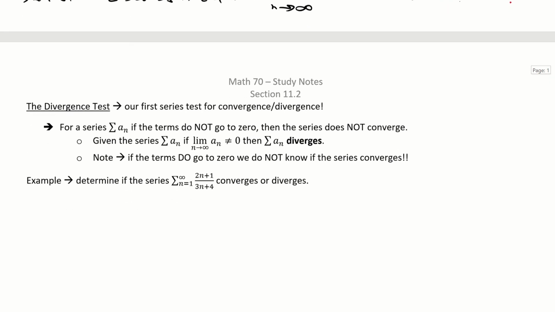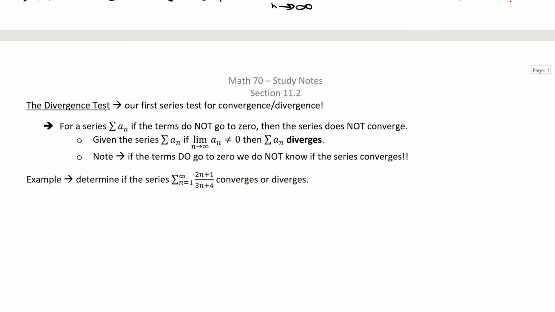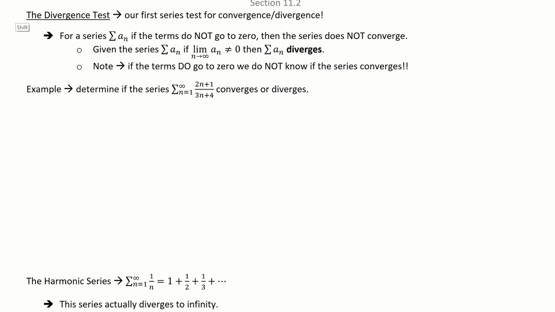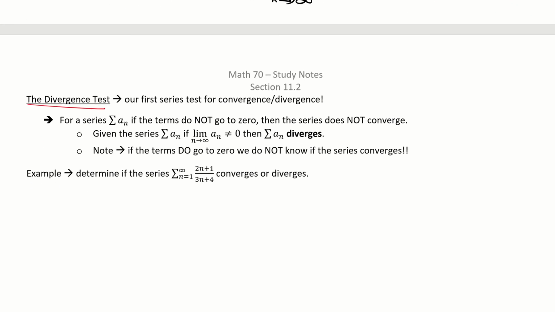Here's our first test, and it has to do with the first one we did here. This is a good one. It's called the divergence test. It says our first test on convergence and divergence, and here's what it says. Basically, you've got a series, and if the terms of the series do not go to 0, then the series does not converge. Okay, if the terms of the series do not go to 0, then the series does not converge.